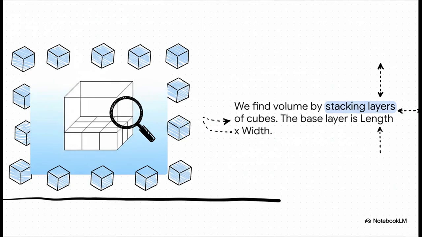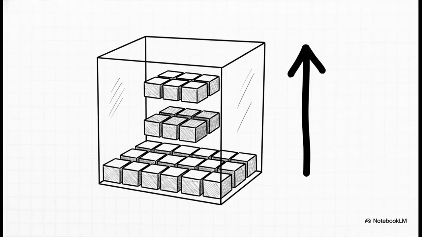To really get why the formula for volume works, imagine you're filling that box with tiny little 1-centimeter sugar cubes. The very first layer of cubes would cover the entire bottom of the box, right? And the number of cubes in that single layer is just the length times the width, which, hey, that's just the area of the base. Okay, so you've got your first layer down.